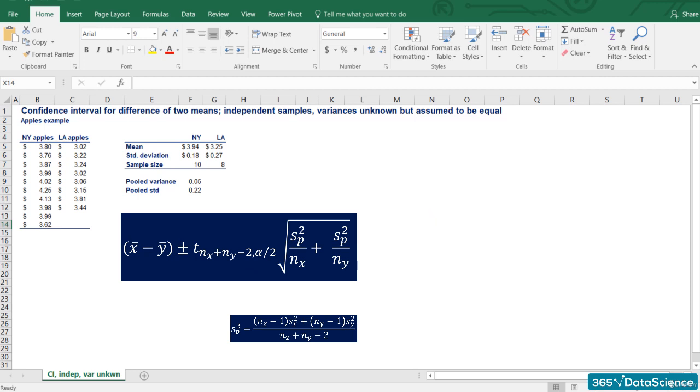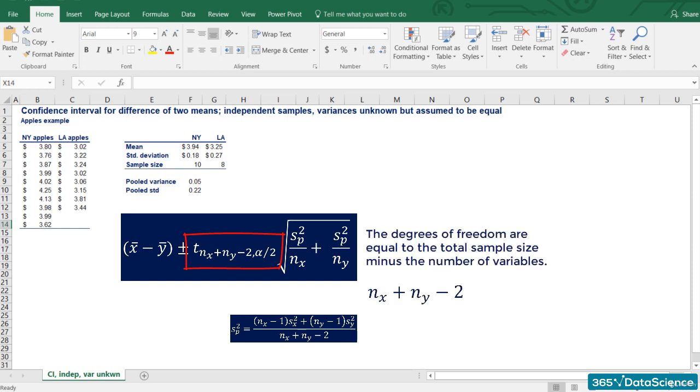You must be wondering about the t-statistic, though. It is a bit stranger this time, so let's quickly clarify it. The degrees of freedom are equal to the total sample size minus the number of variables. So far, we have seen t's with n-1 degrees of freedom because we had a sample size of n and only one variable. This time, we have two sample sizes, one of 10 and one of 8 observations, and two variables, apple prices in New York and apple prices in LA. Therefore, we have 16 degrees of freedom.